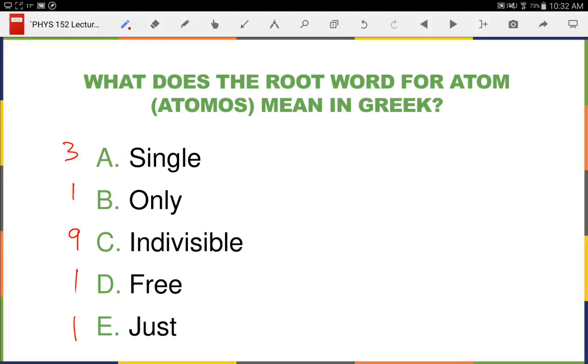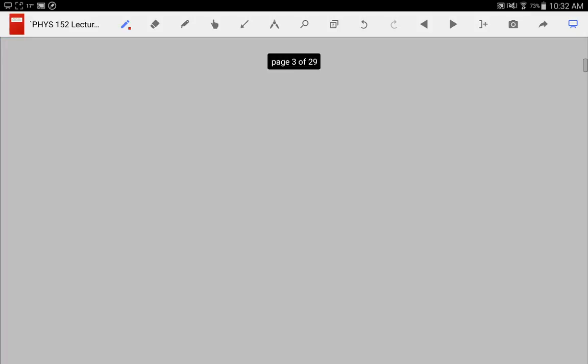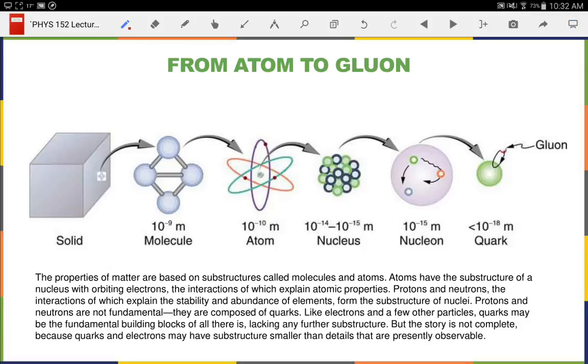Atom meant indivisible. That was the idea of Democritus, that if I cut something into pieces, I'll get smaller and smaller pieces until finally I get to the point where it's no longer divisible. He called this an atom, meaning I got to the indivisible piece. Well, as we've gone through looking at matter, we've realized that it's a little more complicated. So here's a breakdown of what we currently understand for matter.